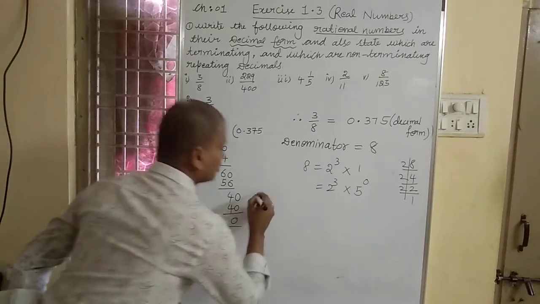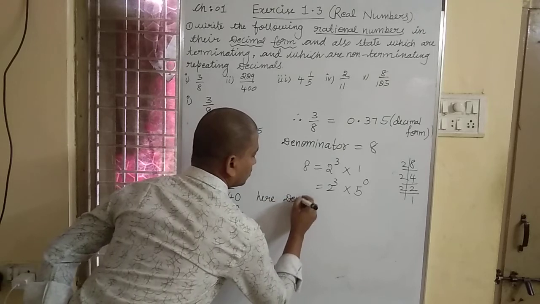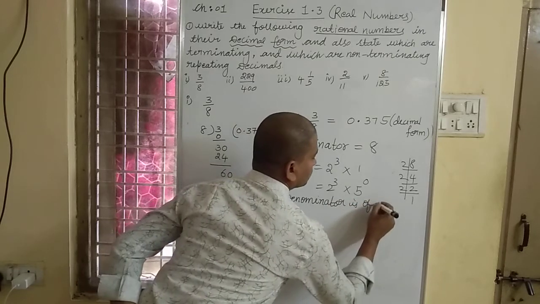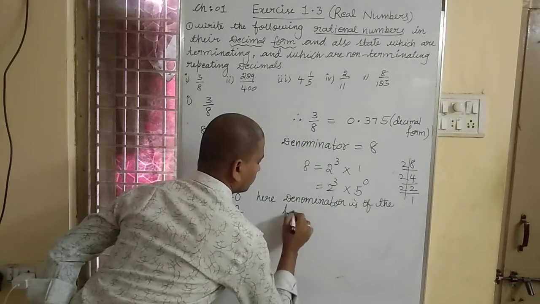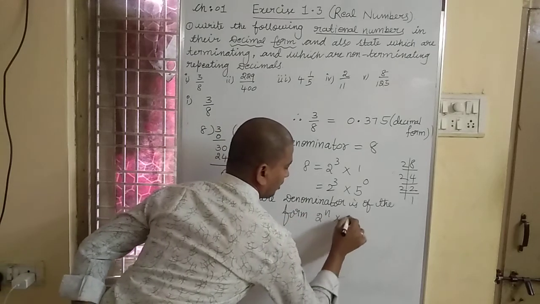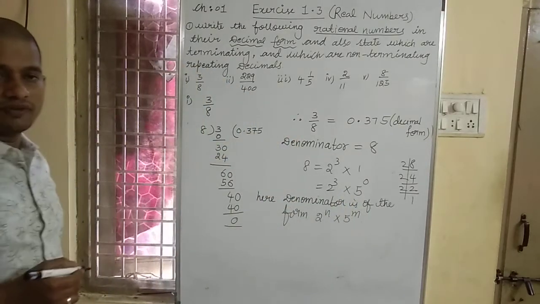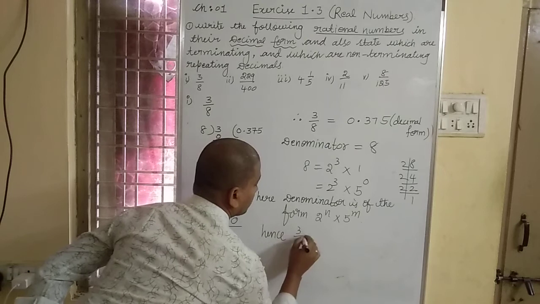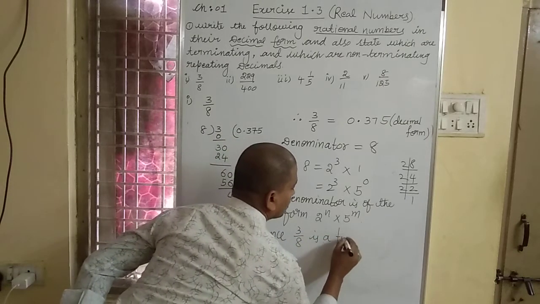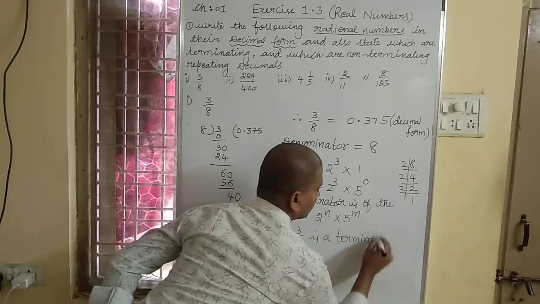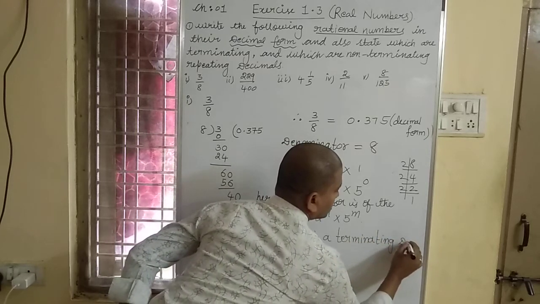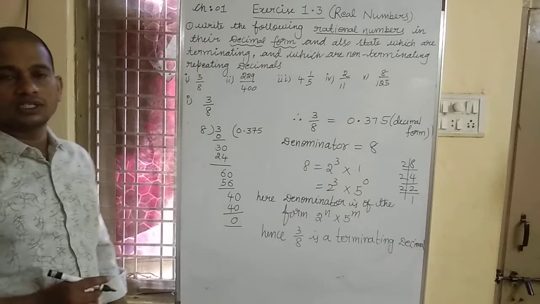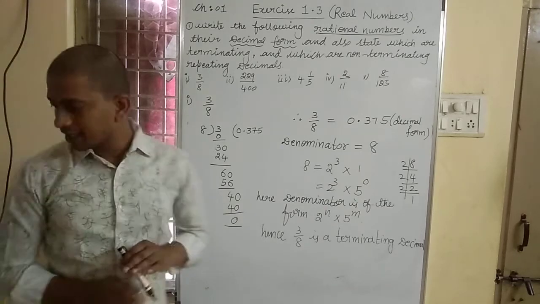See here, the denominator is of the form 2 power n into 5 power m. Hence 3 by 8 is a terminating decimal. Hence 3 by 8 is a terminating decimal. Okay, so let us go with the second question.